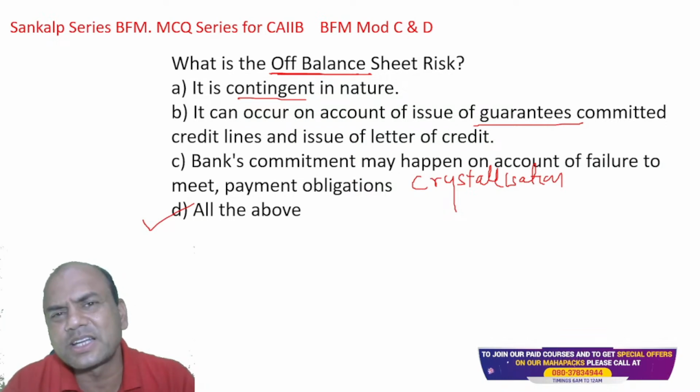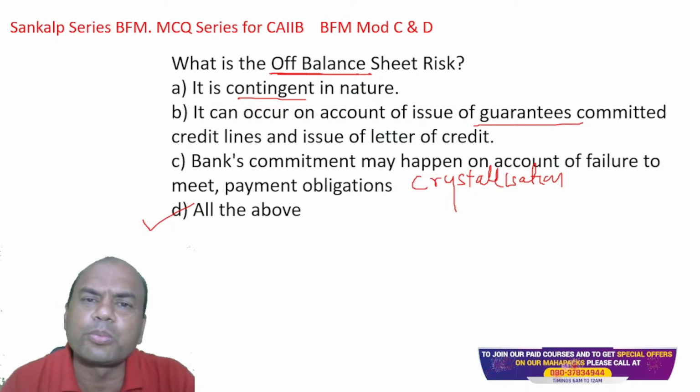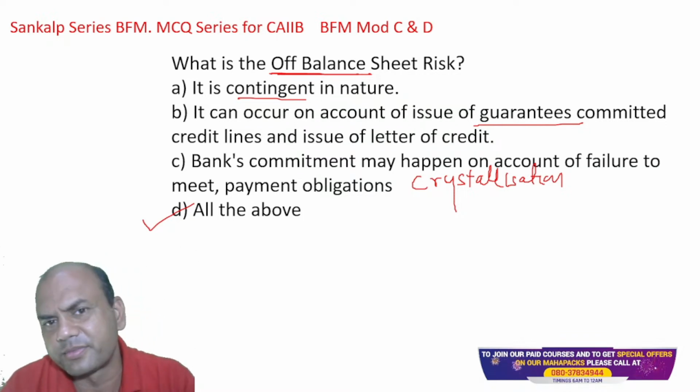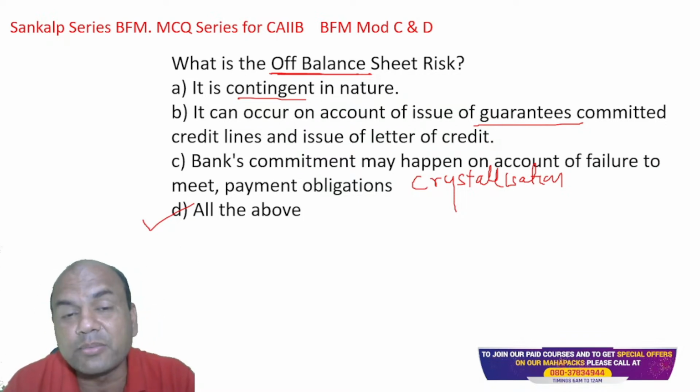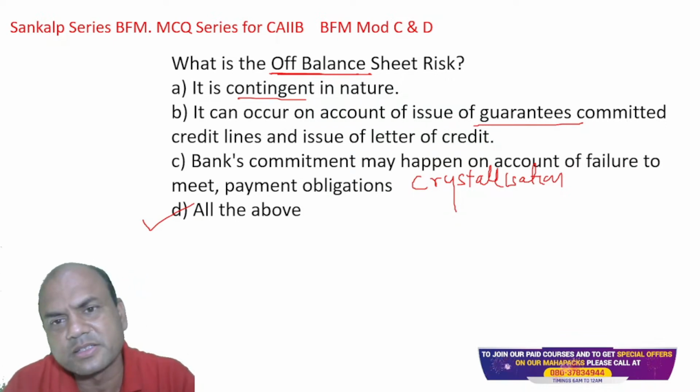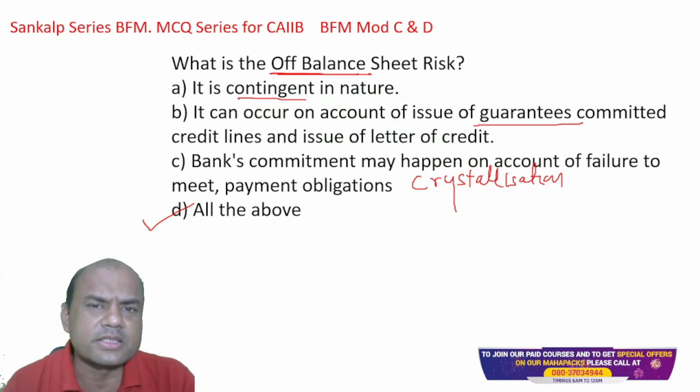What is an off balance sheet item? An off balance sheet item means I don't pay cash right now. Right now I don't pay cash. That is off balance sheet. A balance sheet item means there I pay the cash. CC, term loan, I'm paying the cash. Guarantees, I'm not paying the cash. Okay.